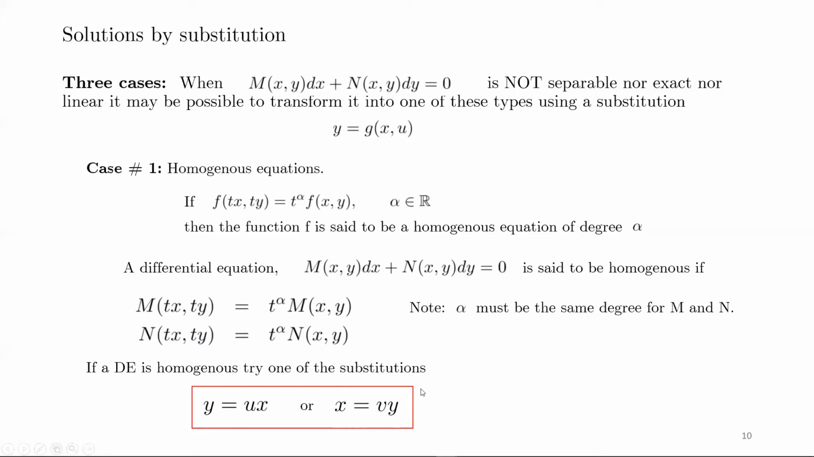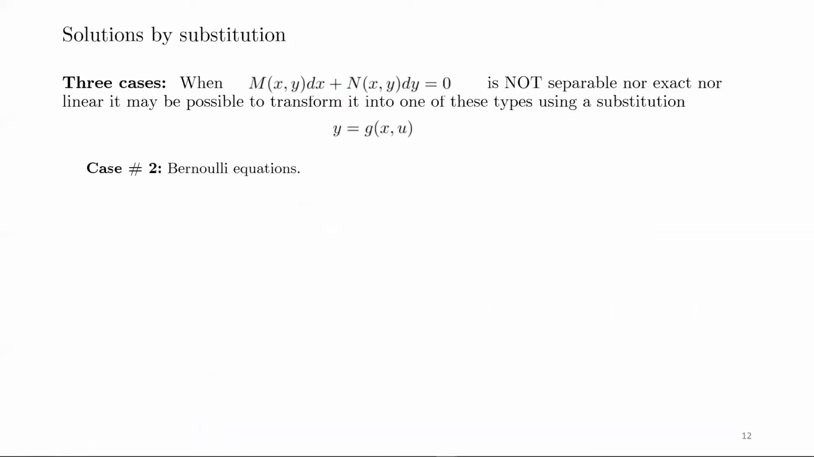We'll look at an example of this shortly, but I would just like to look at two other cases first. So case 1 was homogeneous equations. Case 2 is something called Bernoulli equations, named after a very famous mathematician, Bernoulli. A Bernoulli equation is an equation that almost looks linear.